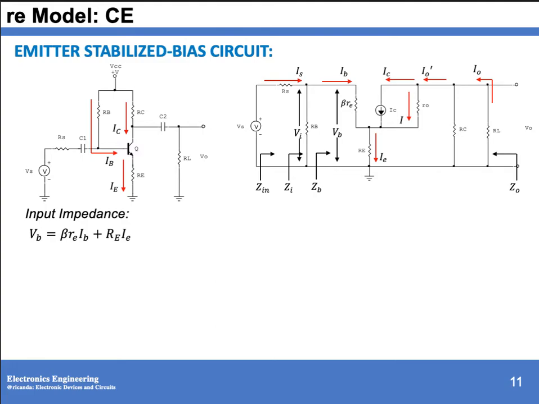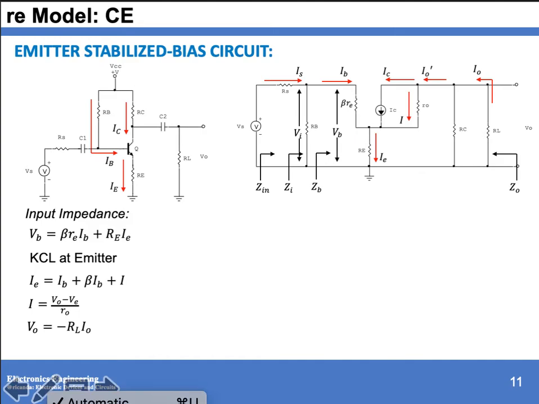At the emitter, we have this current for your IE equals to IB plus beta IB plus I. And your I, that is a current that will flow at your ro, it is from Vo going to your Ve. So we have Vo minus Ve over ro. And Vo is equals to negative RL times IO. Remember the polarity of your Vo, that is positive and negative, but the flow of your IO is against the polarity of your Vo. So that's why it is negative RL times IO.